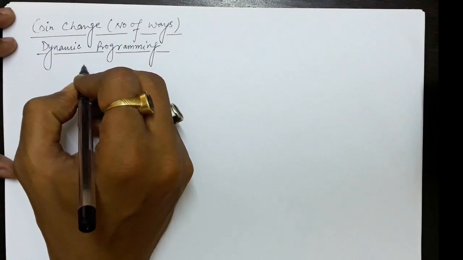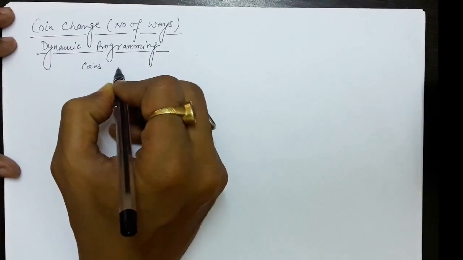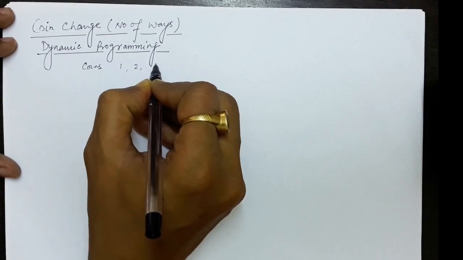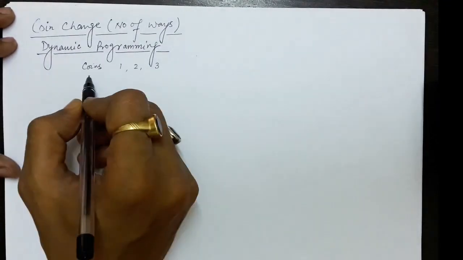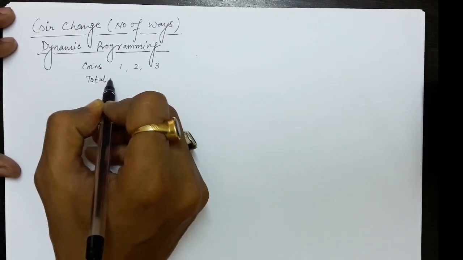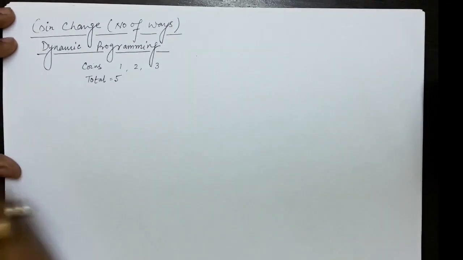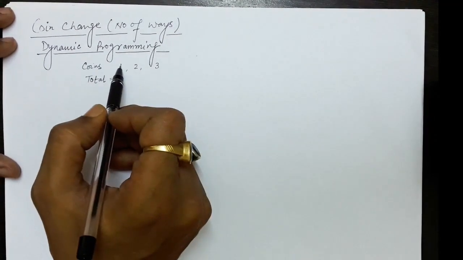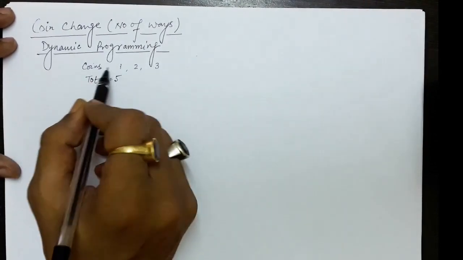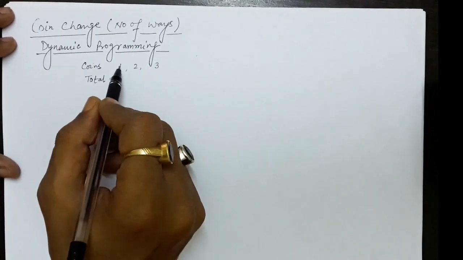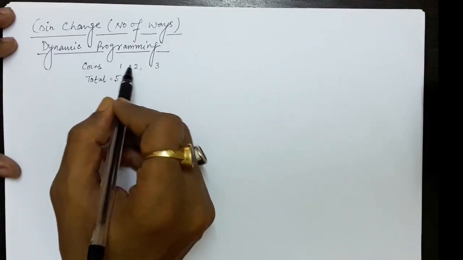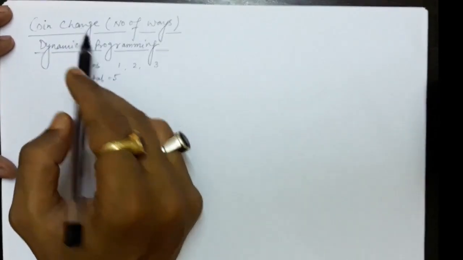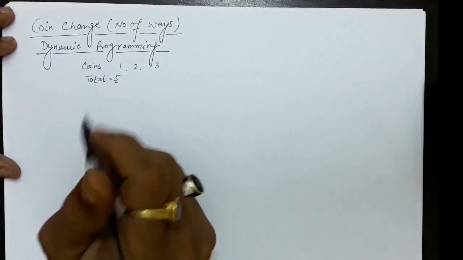Hello everyone. In this lecture, we will discuss the coin change problem. The coin change problem is, let's say we have been given some coins of the denomination 1, 2 and 3, and we have to generate a total of 5. So we have to find out the total number of ways in which 5 can be generated with these coins. We will consider that we have an infinite supply of these coins, and we have to find out the total number of ways by which this 5 can be generated.